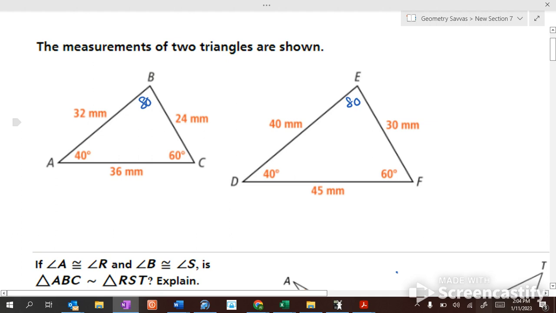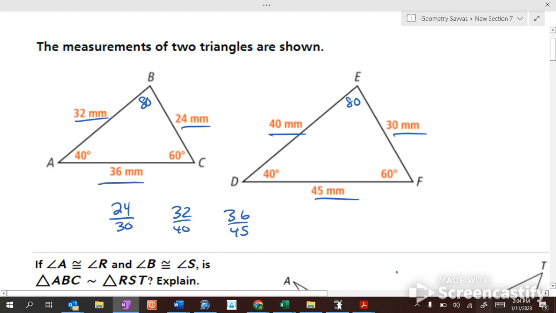So what you do is you go short to short. Well, the shortest side is 24 and 30. Short to short. Then you go medium to medium. Well, that's 32 and 40. And you go long to long. That's 36 and 45. Now, what's 24 divided by 30?